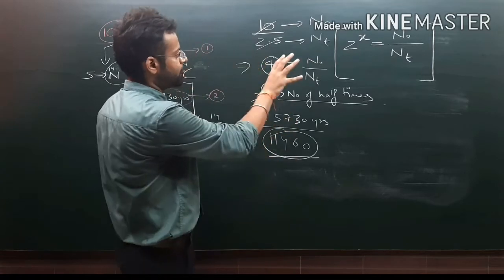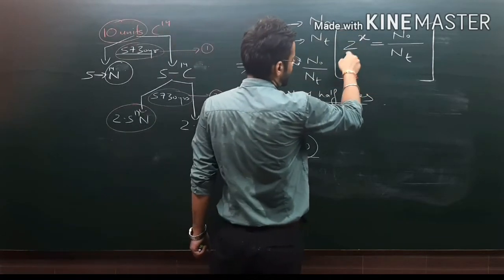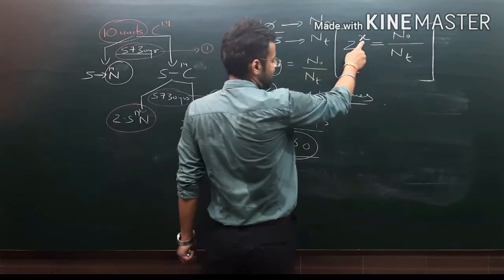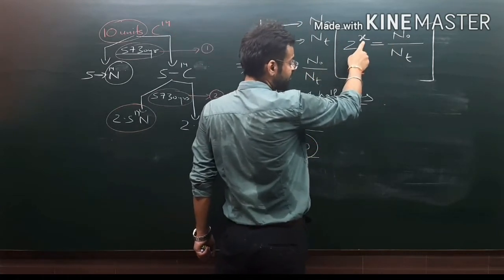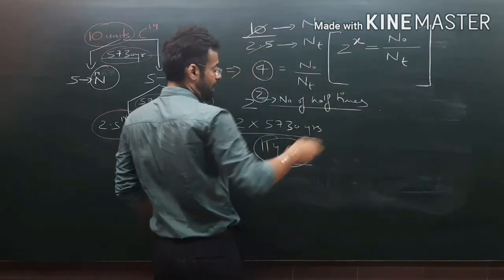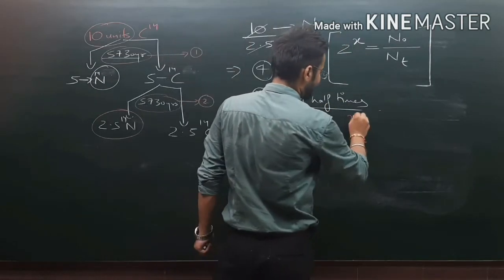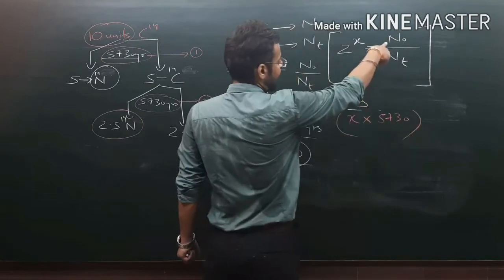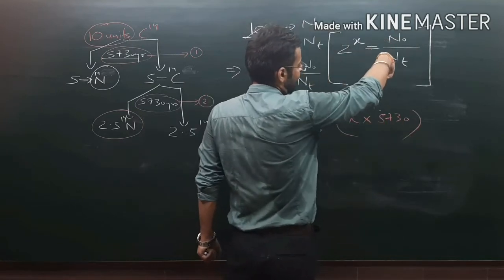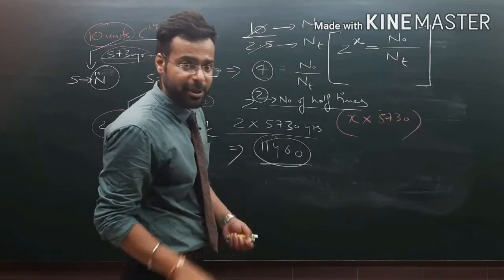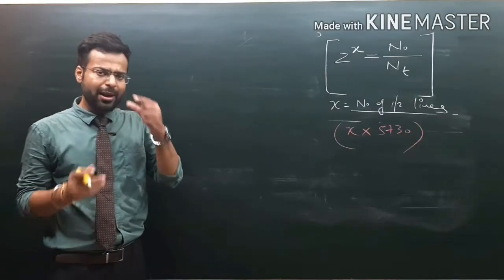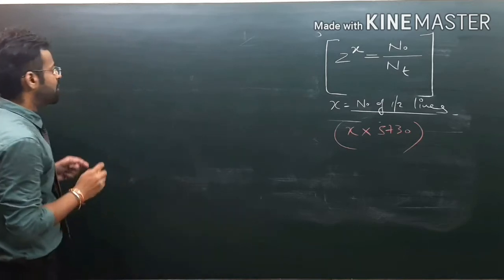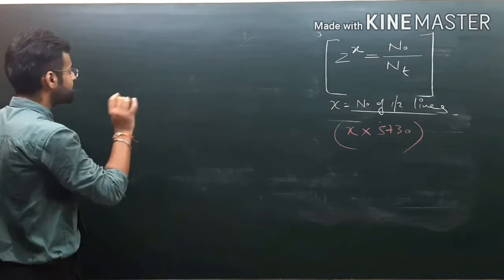So remember this formula: 2 to the power x is equal to N0 by Nt, where x is the number of half-lives that have passed. To calculate the years, we always multiply x with 5730 in the case of carbon dating. N0 is the original amount, and Nt is the amount of carbon 14 at time t. Now I am telling you how we use that same thing in biology. Just understand this concept.